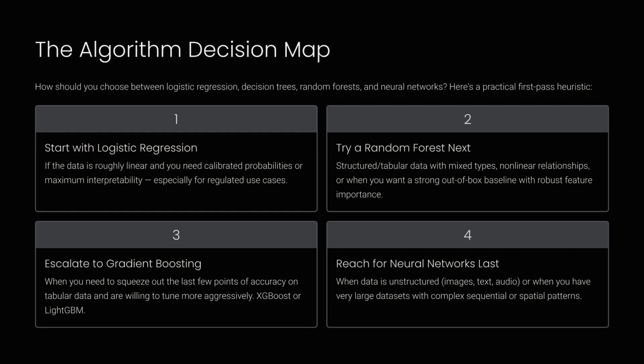Start with logistic regression for linear, regulated, or high interpretability needs. Next, try a random forest for tabular data and a strong baseline. Then escalate to gradient boosting for maximum tabular accuracy. Only reach for neural networks last, primarily for unstructured data.